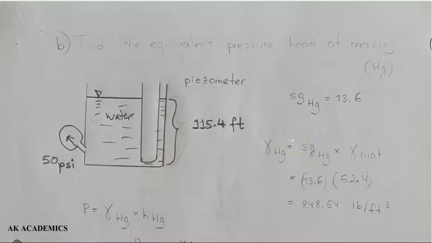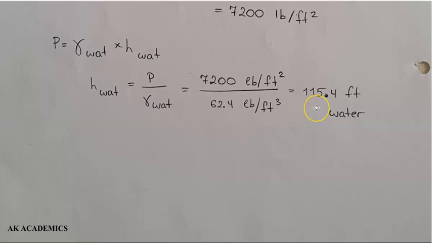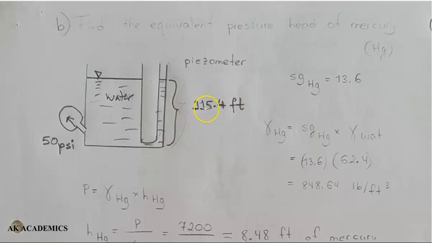The B part says find the equivalent pressure head of mercury. We have been able to find the equivalent pressure head of water. Now we have been asked to find the equivalent pressure head of mercury. We found the pressure head to be 115.4 feet. That's why we have 115.4 feet right here for the piezometer. Then we know this remains.